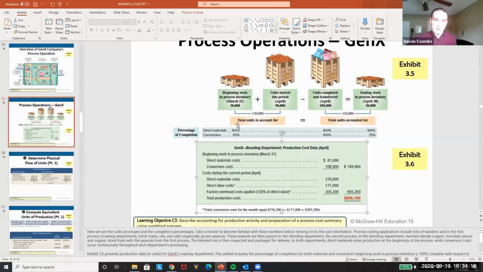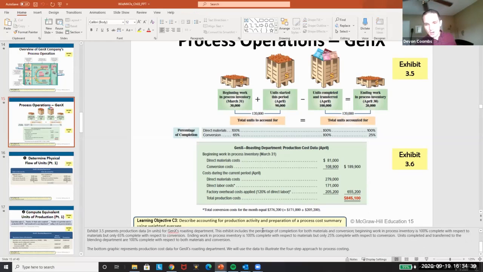So don't be worried about where these percentages are coming from. Just know what it's telling us. It's telling us that the costs are 100% applied to this inventory, but we still need to finish direct labor and overhead of about 35%. And for the ending, 75%. There's still a lot of direct labor and overhead related to this ending work in process.